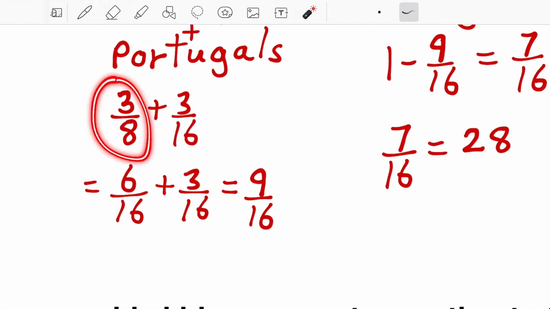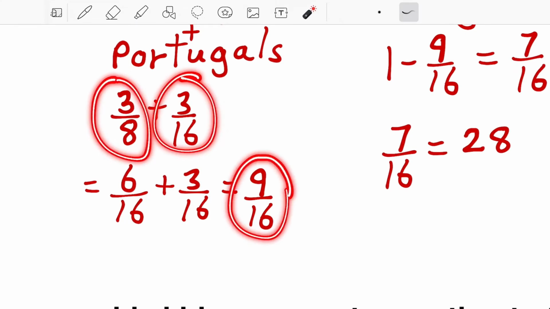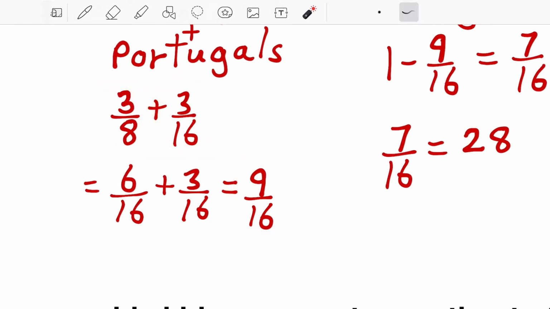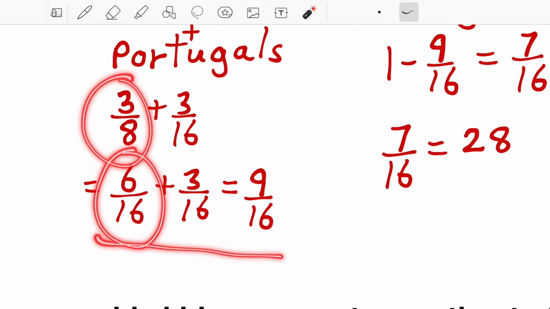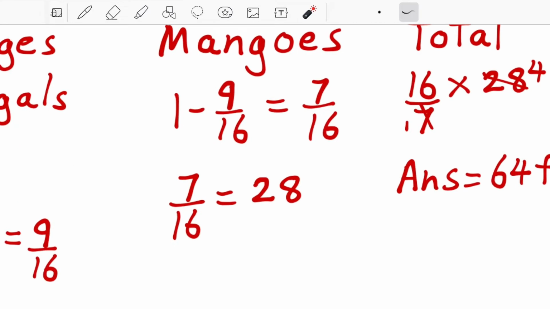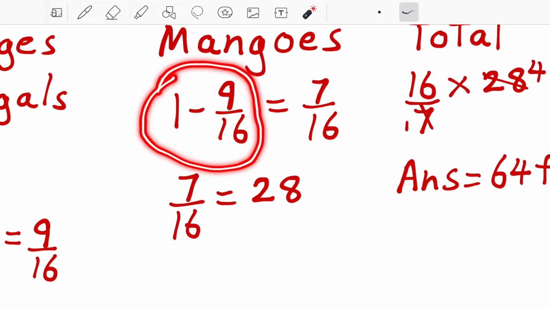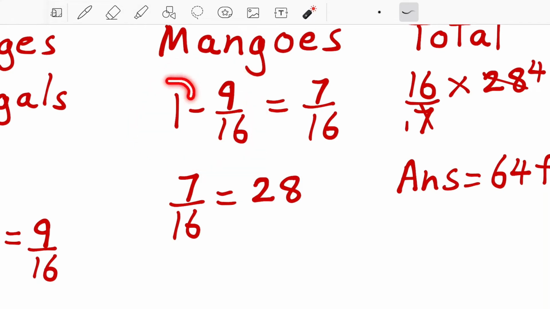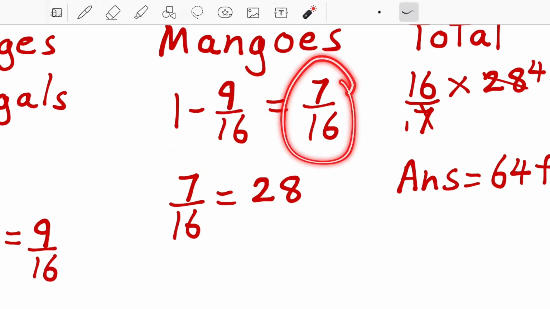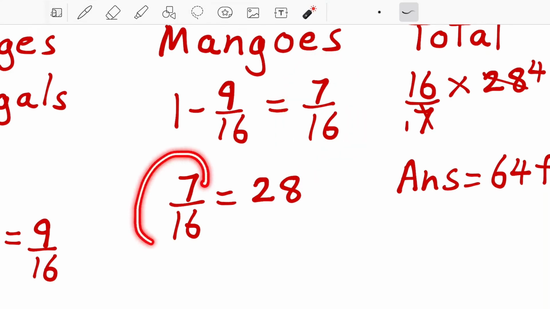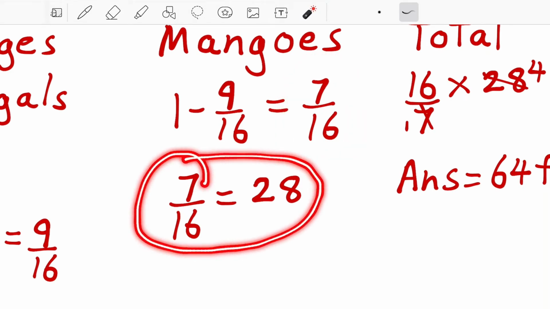So oranges plus Portugals will give you 9/16. 3/8 is equal to 6/16, and we add them to get 9/16. When thinking about the total, if we're working with fractions, the total is 1. So 1 whole, or the total, take away 9/16 will give you 7/16. So mangoes is 7/16, and it told us mangoes is equal to 28.